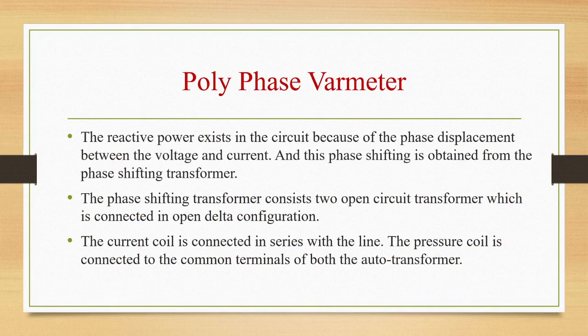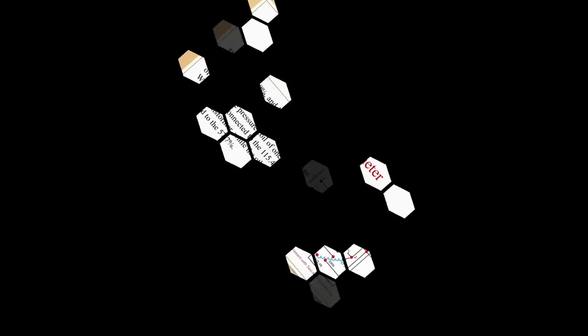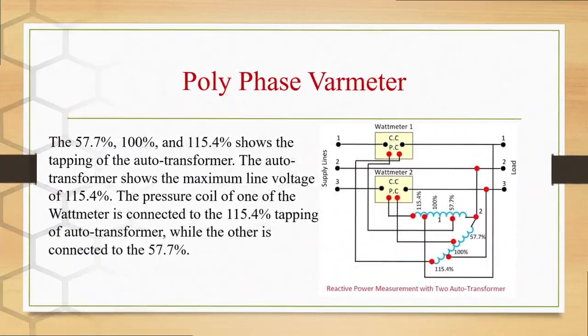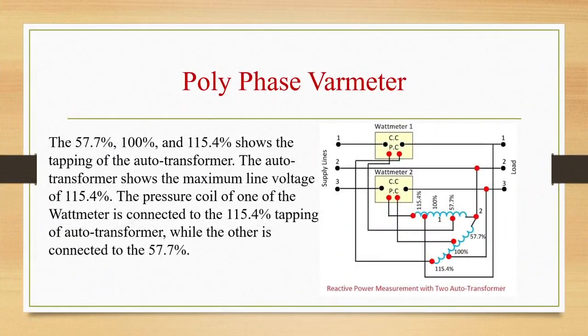Reactive power exists in the circuit because of the phase displacement between voltage and current, and this phase shifting is obtained from a phase shifting transformer, which consists of open circuit transformers connected in open delta configuration. The current coil will be connected in series with the line, and the pressure coil or potential coil will be connected to the common terminals of both the auto transformers. Tappings are provided on the auto transformer at 57.7%, 100% and 115.4%. The auto transformer shows the maximum line voltage of 115.4%.